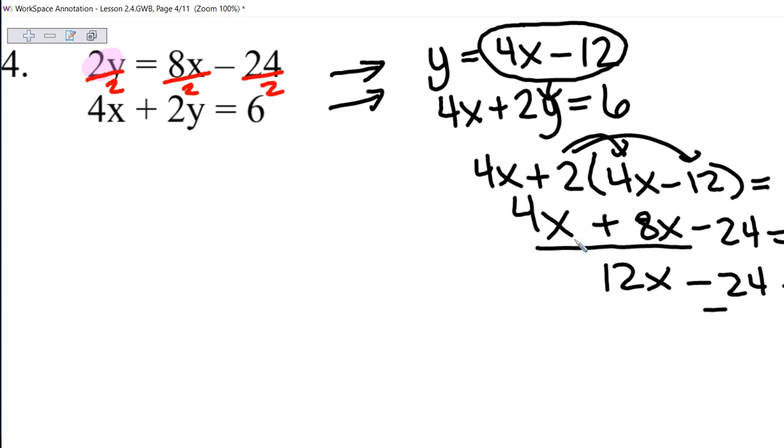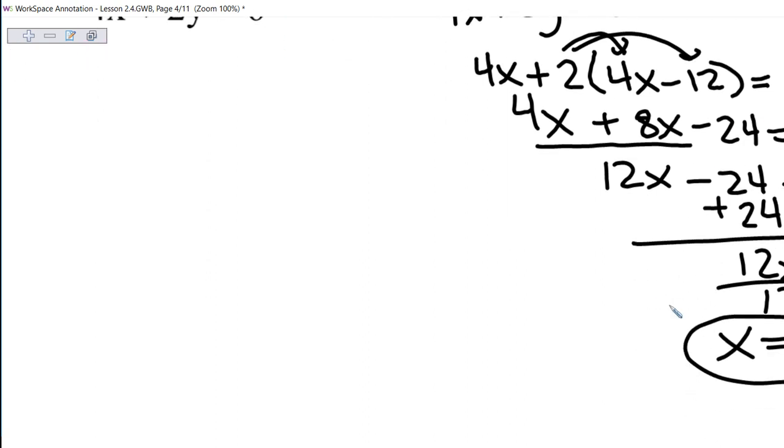Add 24 to both sides. 12x equals 30. Divide both sides by 12. 2.5. Now, if you leave it as an improper fraction, that's fine. So if you left it as an improper fraction, that would be 5/2. So either one is a correct answer. So either one, 2.5 or 5/2.